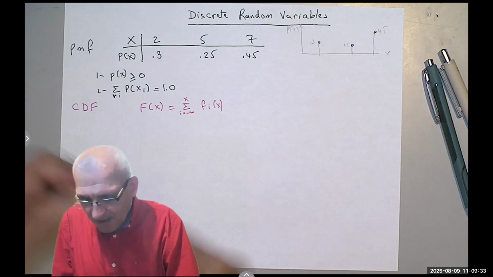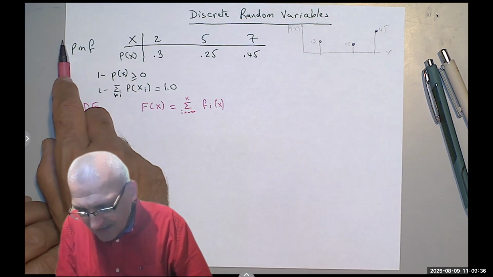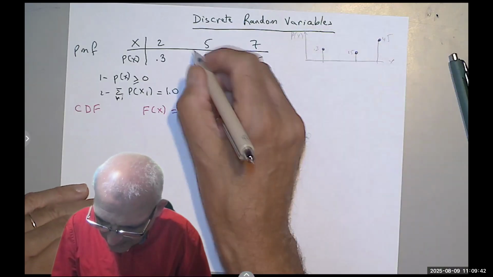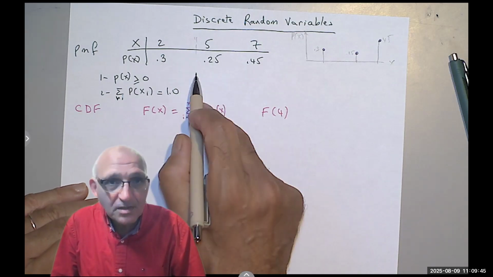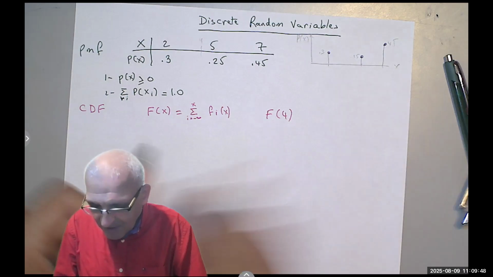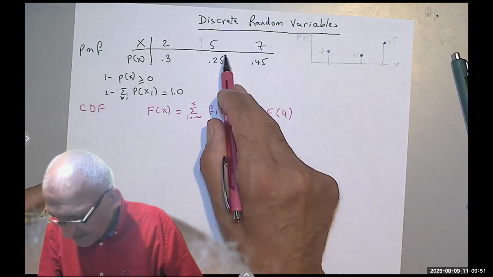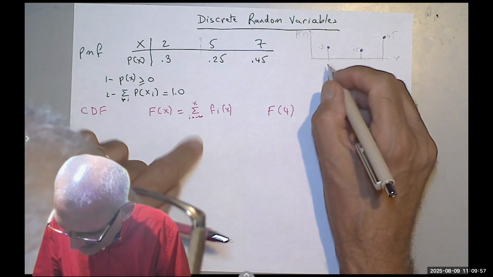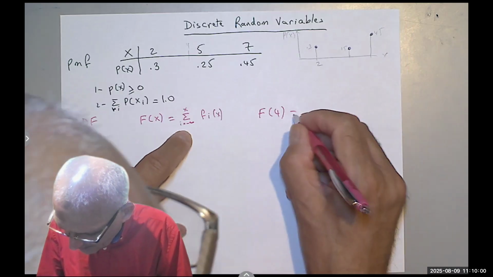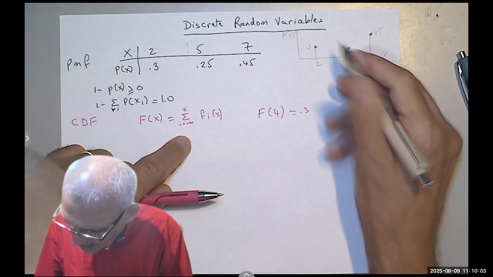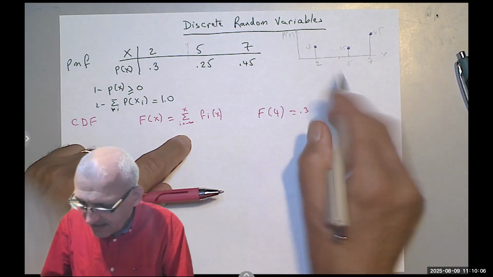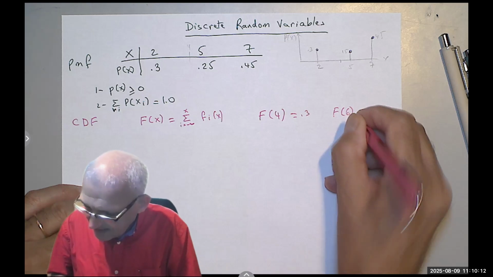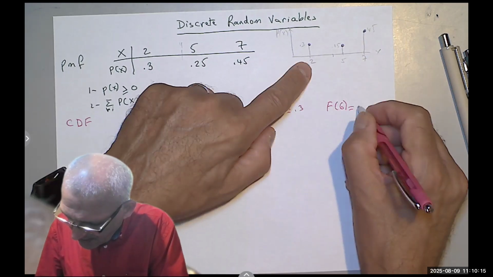So it's like you are coming from negative infinity. If I say, for example, what is F of 4? Here is the number 4, right? If I say P of 4, it's 0. But if I say F of 4, it means I'm coming from negative infinity on this graph, and I found something at 2. And since 2 is less than 4, I say it's 0.3. And then I keep going. I reach 4 here. There is nothing else. So it's 0.3. If I say F of 6, then I get 0.3.